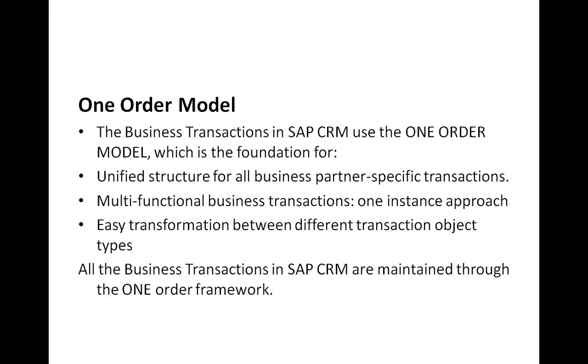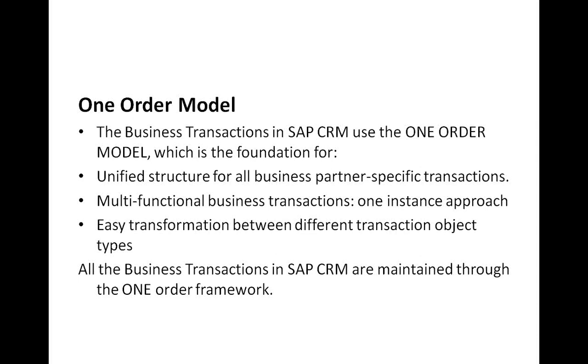And how it is going to handle all the transactions in SAP CRM. Okay, so you can call it one order model or one order framework, which is a foundation for our technical programming. So when we are working in 2.0, 3.0, 4.0, we are mostly working on the one order model. This was called CRM ABAP.